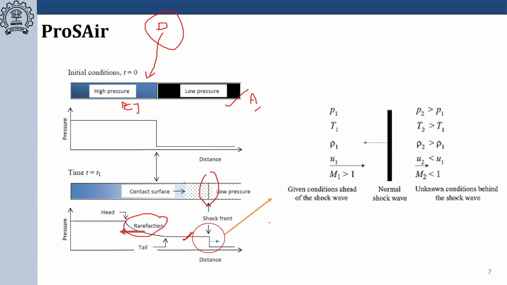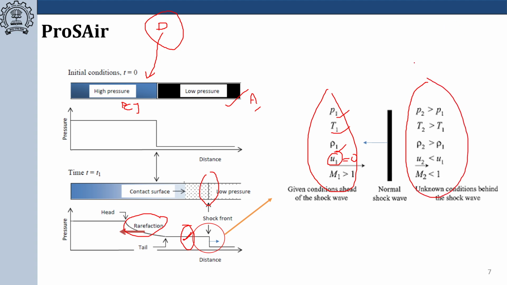So the unknowns here are the conditions behind the shock front. Say your shock front is moving into the ambient conditions. These are the ambient atmospheric pressure, atmospheric temperature, your density 1.225, and velocity. If you say ambient conditions, then you can assume zero velocity. So your shock front is moving into the ambient condition, and the conditions behind the shock front are unknown. Basically you have to compute the state of the gas behind the shock front. These are the unknowns you have to compute.